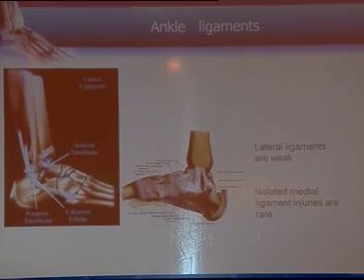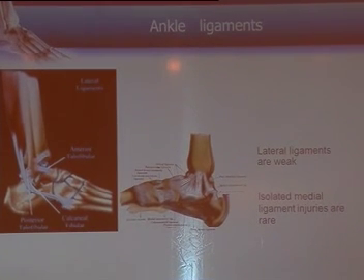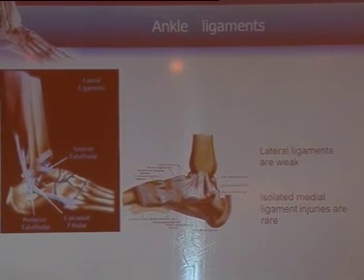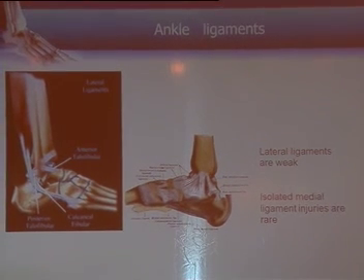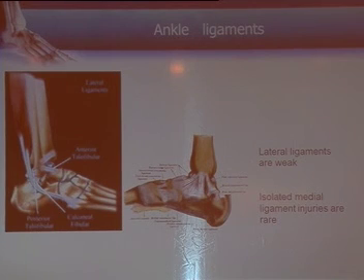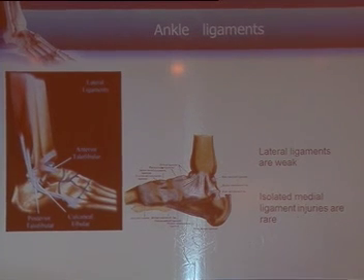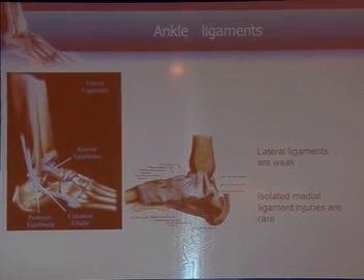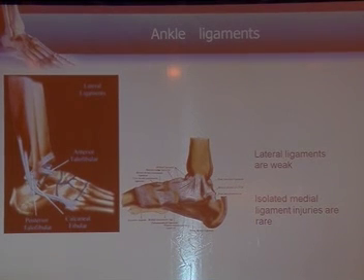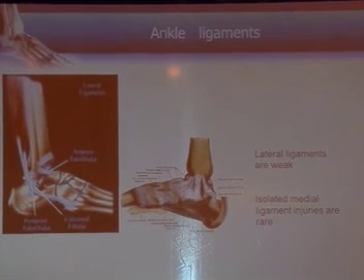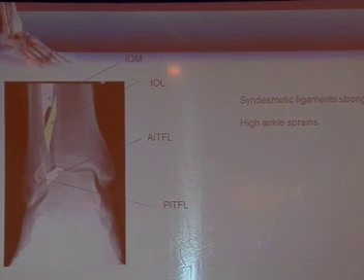and its management. So if you looked at the ankle ligaments, particularly on the lateral side, they are the weaker of the ligaments. They consist of the anterior talofibular ligament, the calcaneofibular ligament, and the posterior talofibular ligament. The talocalcaneal capsule also plays a role in the stability of the ankle, as will become evident later. Isolated medial ligament injuries are quite rare, but they do occur from time to time.